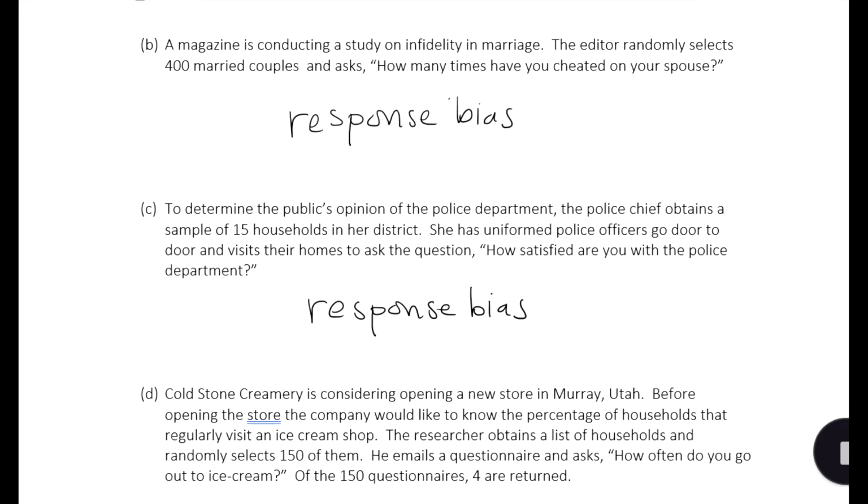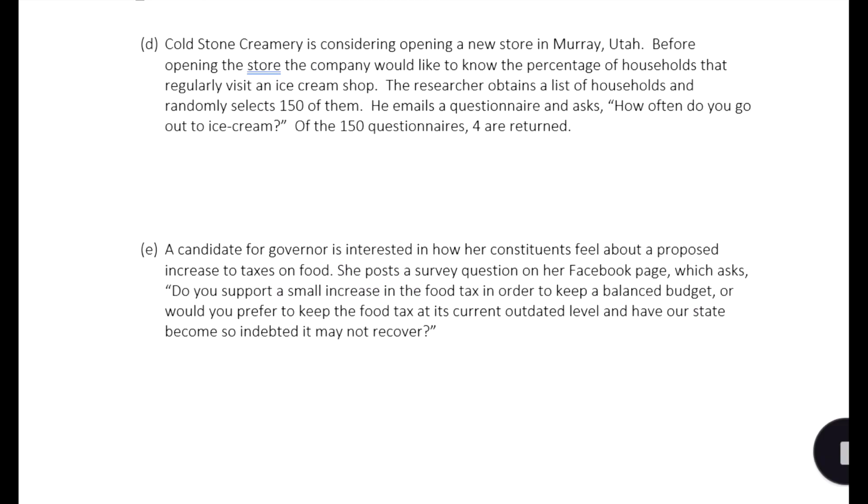The next question: Cold Stone Creamery is considering opening a new store in Murray, Utah. Before opening the store, the company would like to know the percentage of households that regularly visit an ice cream shop. The researcher obtains a list of households and randomly selects 150 of them. He emails a questionnaire and asks, how often do you go out to ice cream? Of the 150 questionnaires, 4 are returned.